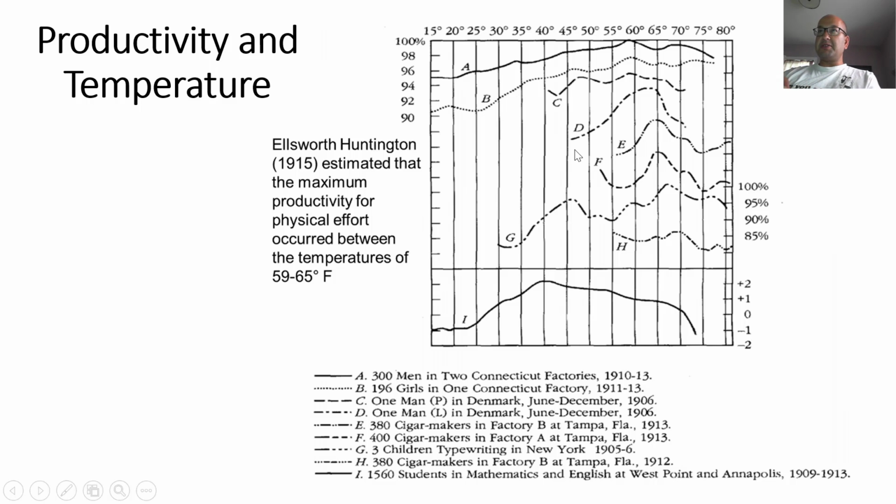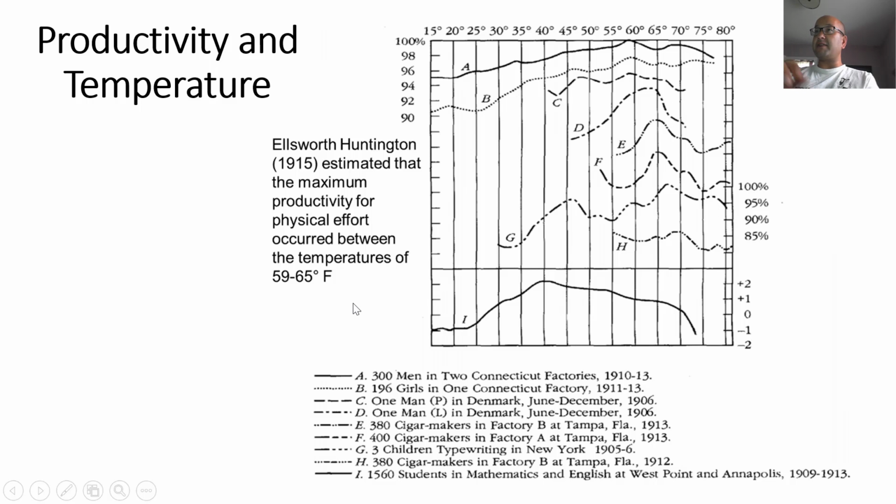Basically you see here temperatures ranging from 15 degrees Fahrenheit all the way up to 80 degrees Fahrenheit. And he's looking at a number of different things. For example, A is 300 men in two Connecticut factories. You have girls in one Connecticut factory. You've got people in Denmark, cigar makers in Tampa, Florida, and so on and so forth. And what you see here is that productivity looks like it peaks somewhere between 60 and 70 degrees. Once you get over 70 degrees, you start to see productivity going down.